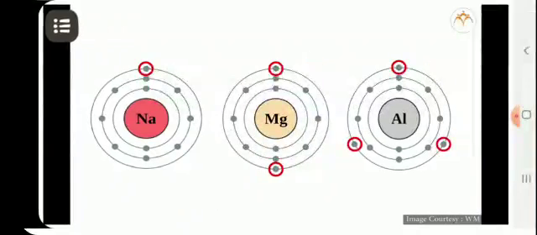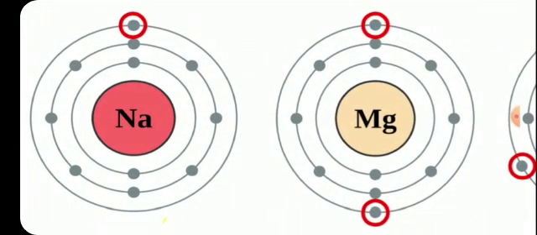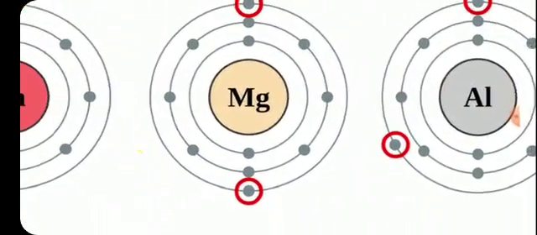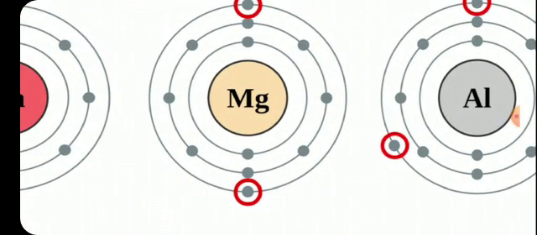This is the diagram of sodium, magnesium and aluminium atoms in which electronic configuration is shown. Sodium has electronic configuration 2, 8, 1. So you can clearly see here 2 electrons are present in K shell, 8 electrons are there in L shell and M shell contains only 1 electron. Magnesium has 2, 8, 2 as electronic configuration. Last shell contains 2 electrons and that are shown by 2 red dots.